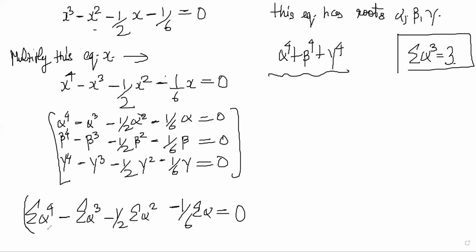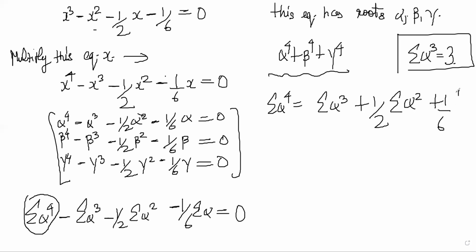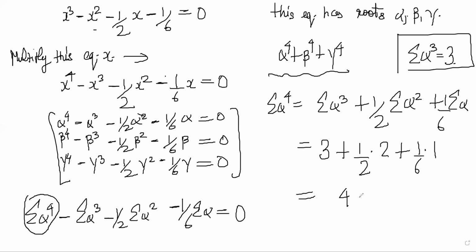So this summation is what is asked in the problem. So this is equal to summation of alpha cube plus half summation of alpha square plus 1 by 6 summation of alpha. The summation of alpha cube is 3. Half into summation of alpha square, alpha square plus beta square plus gamma square, was given as 2, plus 1 by 6 into this, which is 1. So this is basically 4 plus 1 by 6, which is equal to 25 by 6. So we have found our answer.